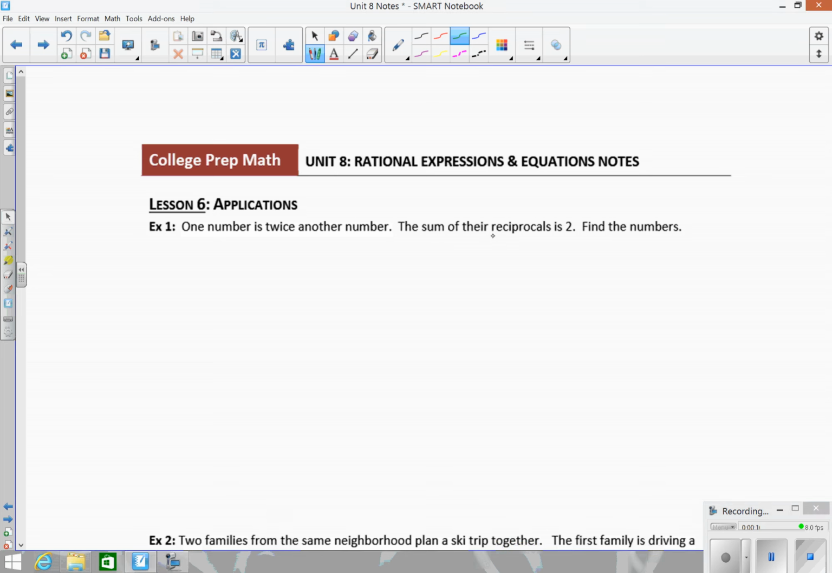The key word here is reciprocals, and whenever you see the word reciprocal, it just means to flip the fraction. Basically, if I had the number 3/4, its reciprocal would be 4/3. You just flip it. So those two numbers are reciprocals of each other.